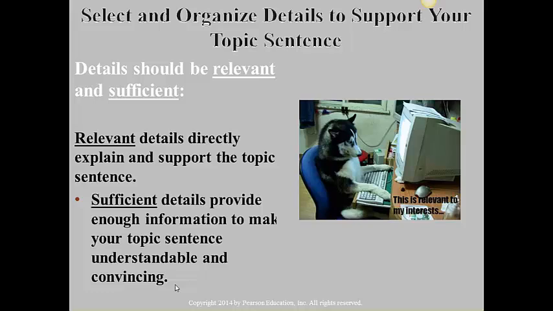On the other hand, sufficient means that you must provide enough information to make your topic sentence understandable and convincing. In your paragraph explaining why you deserve a raise, it would probably not be sufficient to say that you're always on time. You would need to provide more information about your job performance. For example, that you always volunteer to work holidays, that you've offered good suggestions for displaying new products, and that several customers have written letters praising your work.